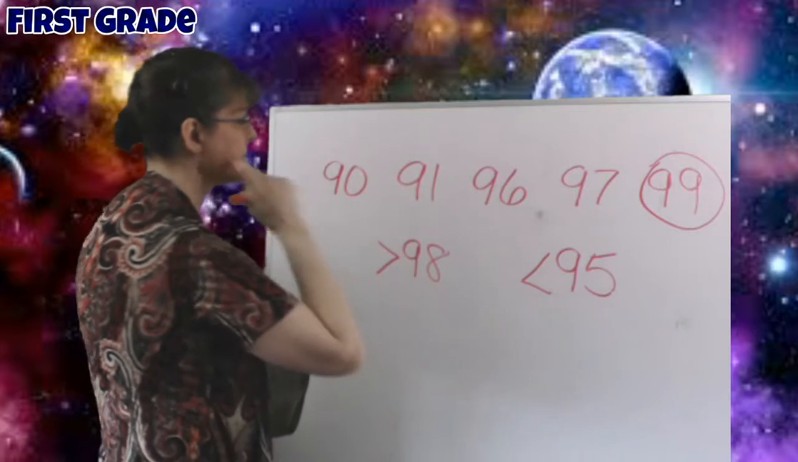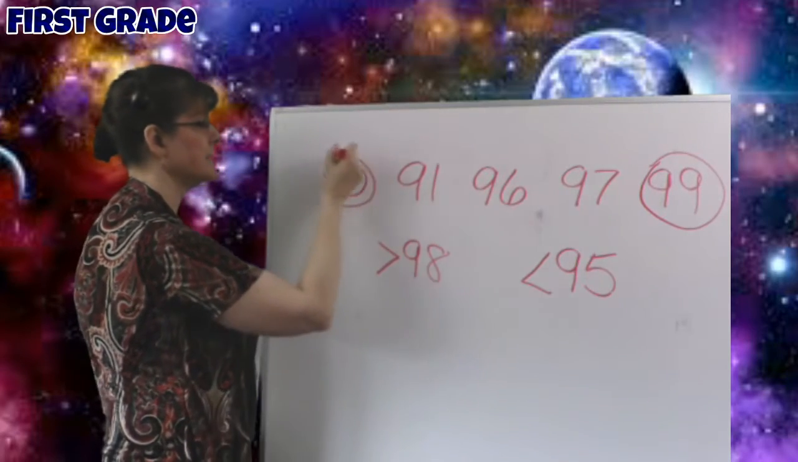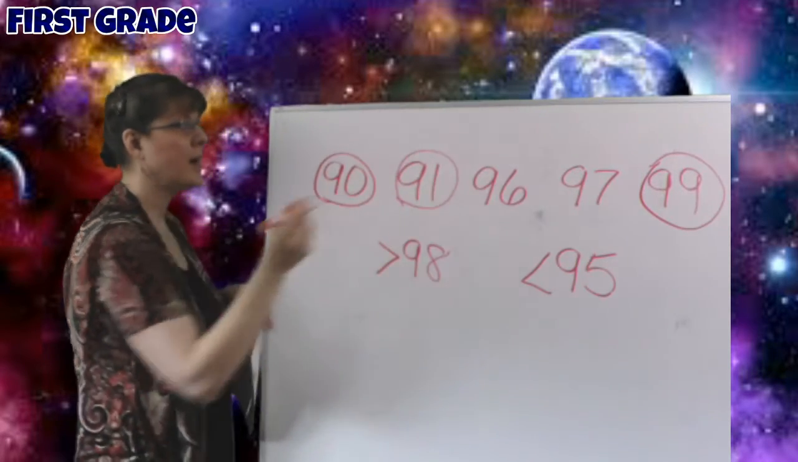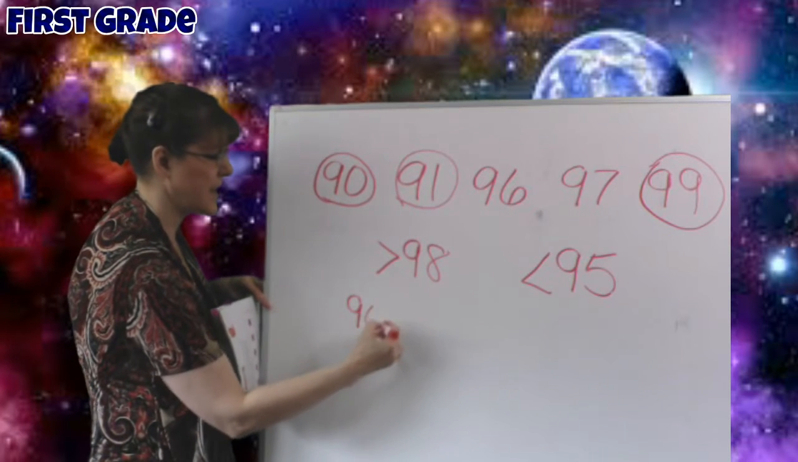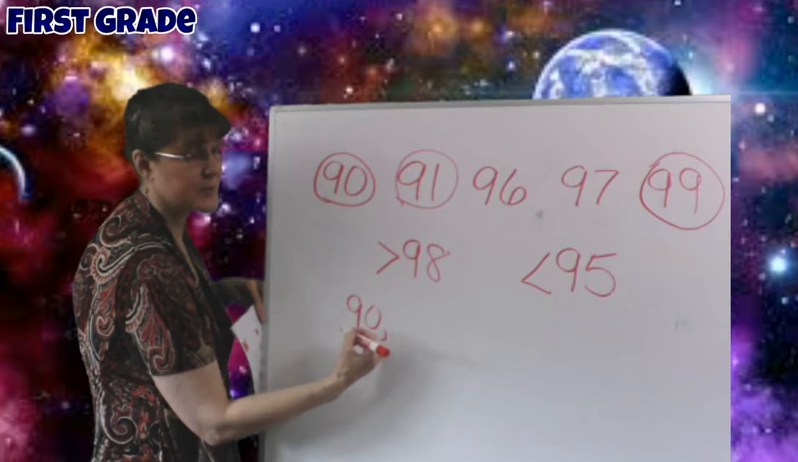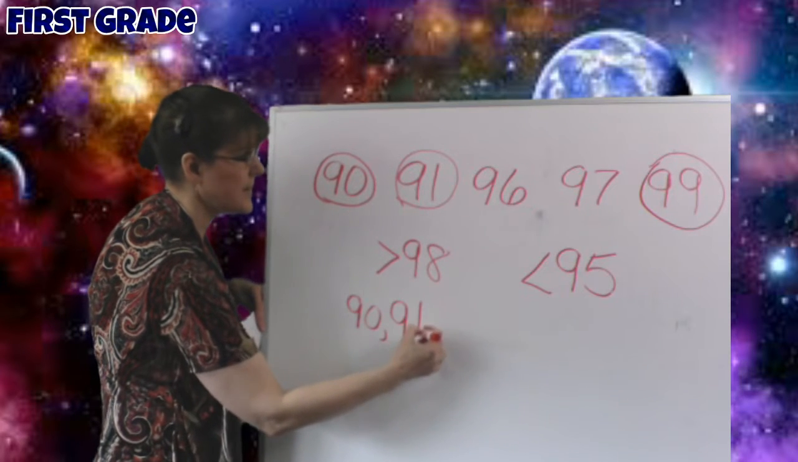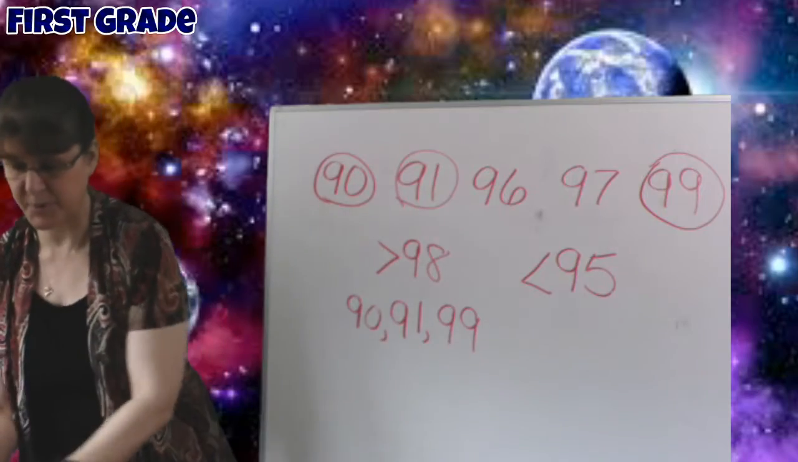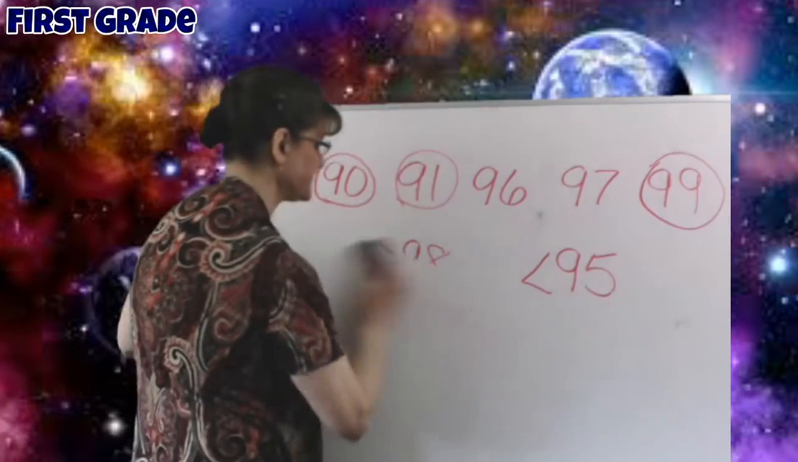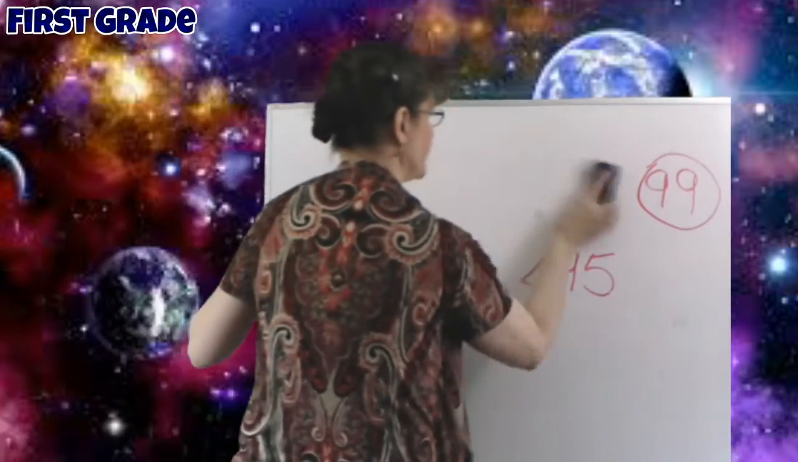What is less than 95? 90 and 91 are less than 95. So the cards we're going to write in the blank at the bottom, she keeps 90, put a comma between so it's easier to tell your numbers, 91 and 99. Go ahead and flip your page for our next story as I clear my board.